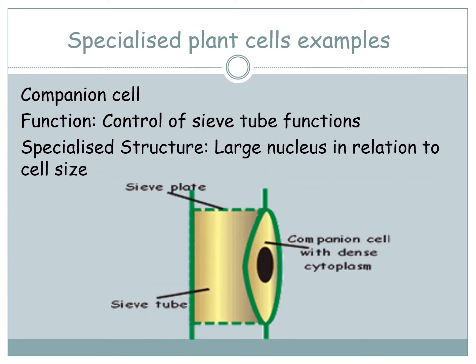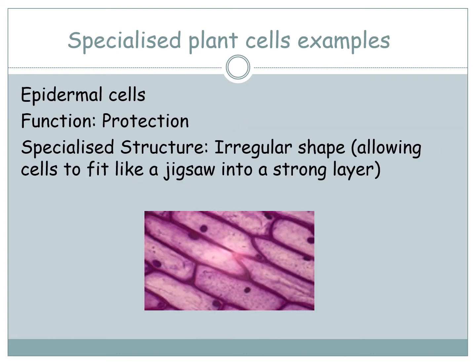Another plant cell that you need to know about is the companion cell. The function of the companion cell is to control the sieve tube in the phloem, and these cells are specialized because they've got a very large nucleus in relation to their size. The last cell that we're going to look at in a plant is the epidermal cell, and its function is for protection, and it's specialized because it's an irregular shape which allows cells to fit together like a jigsaw to form a strong layer.